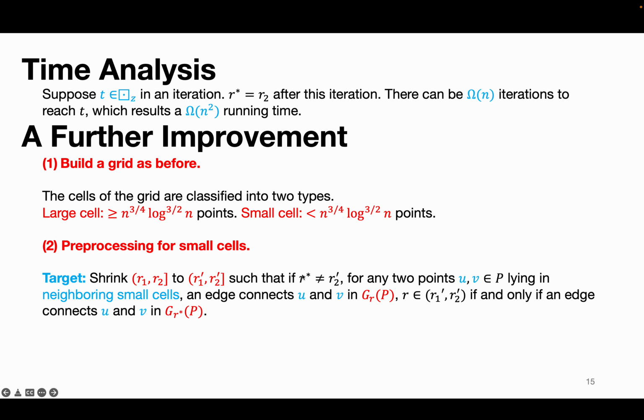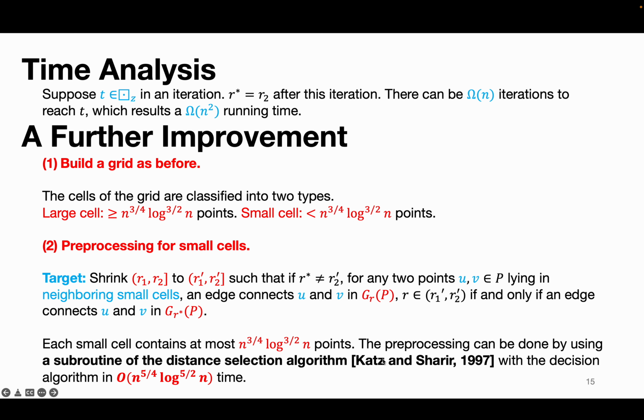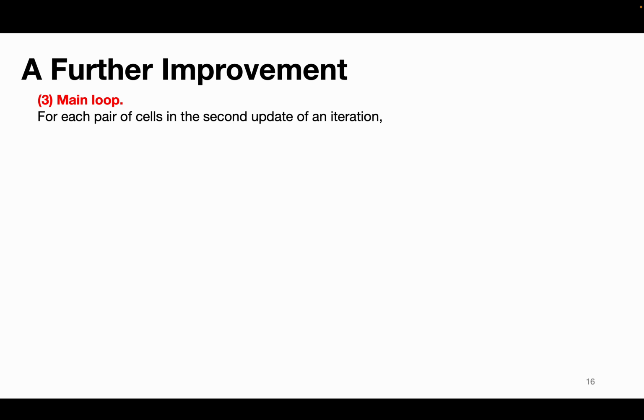Since each small cell contains at most this number of points, the preprocessing can be done by using a subroutine of the distance selection algorithm proposed by Katz and Sharir in 1997 with our decision algorithm in n to the 5 over 4 times log to the 5 over 2 n time. And then we enter the main loop of parameterizing the WX algorithm.